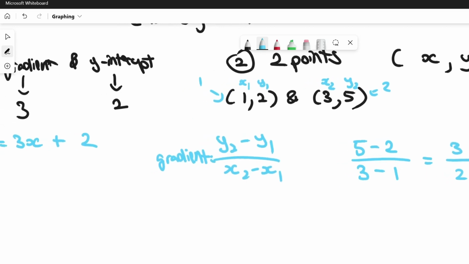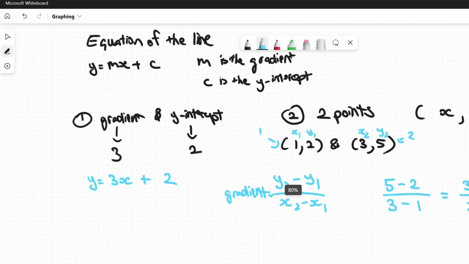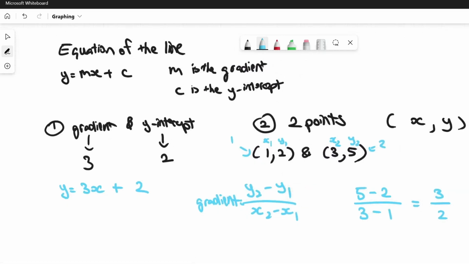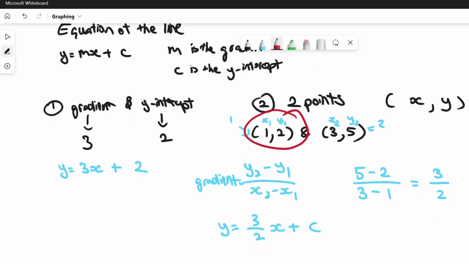So now that we have the gradient, we plug this back into the general equation of y equals mx plus c. But in this case, we put 3 over 2 as the gradient. So it's y equals 3 over 2 x plus c. And what we do here is, we get the first point and we sub in those 2 values into x and y. We can actually use either one, but we usually use the one with lower numbers because it's a bit easier to work out.